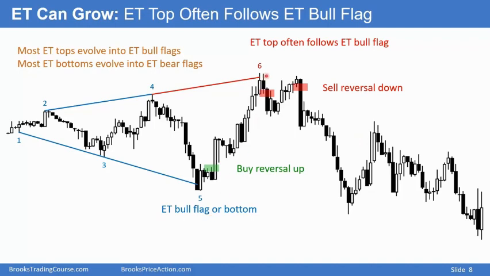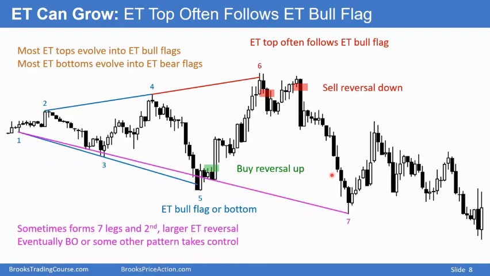Expanding triangle bottom or bull flag, and now we have an expanding triangle top. Another reversal up, a larger expanding triangle bottom. Now we have an expanding triangle with 7 legs. That's less common than 5 legs. Sometimes you get a pattern with 9 legs, which is even less common. Eventually the market stops creating expanding triangle reversals and it moves on to create some other pattern, as it did here. The expanding triangle pattern ended.